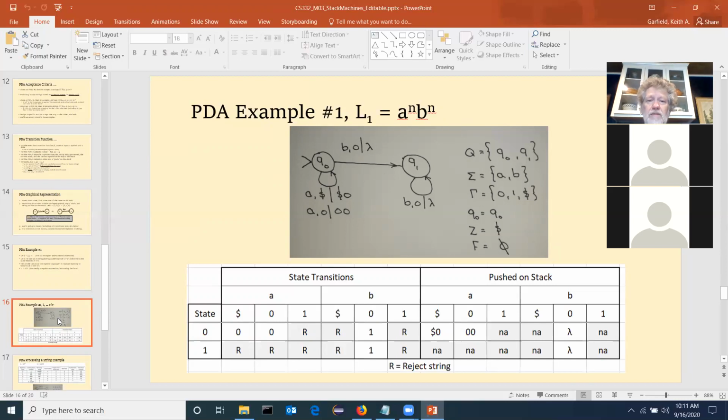Then you draw the machine. Now, in this particular case, the A's and B's can't be mixed up. All the A's come first and then the B's. So every time I see an A, I put a symbol on the stack. Then every time I see a B, I remove a symbol from the stack. And once I'm processing those B's, if I ever see an A again, I should reject, because that violates the rule that all the A's came before all the B's.